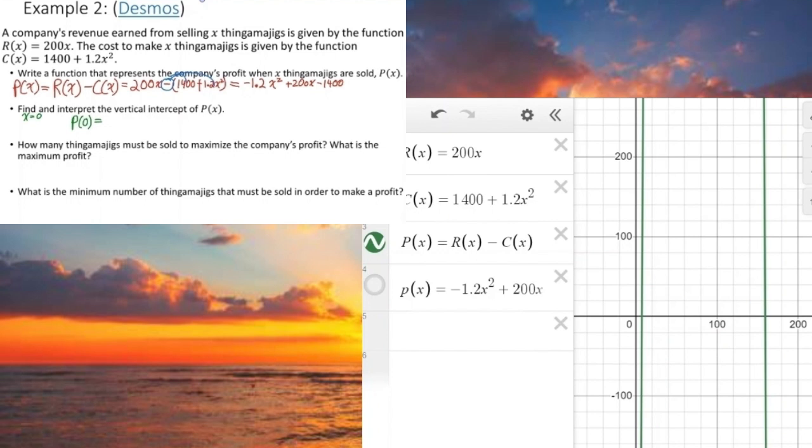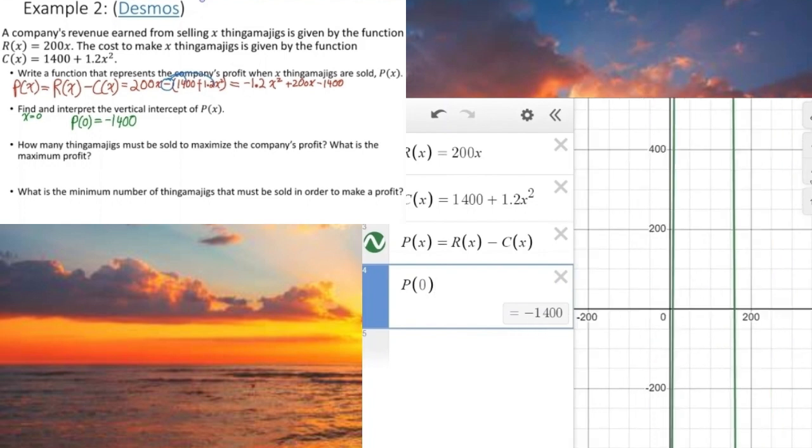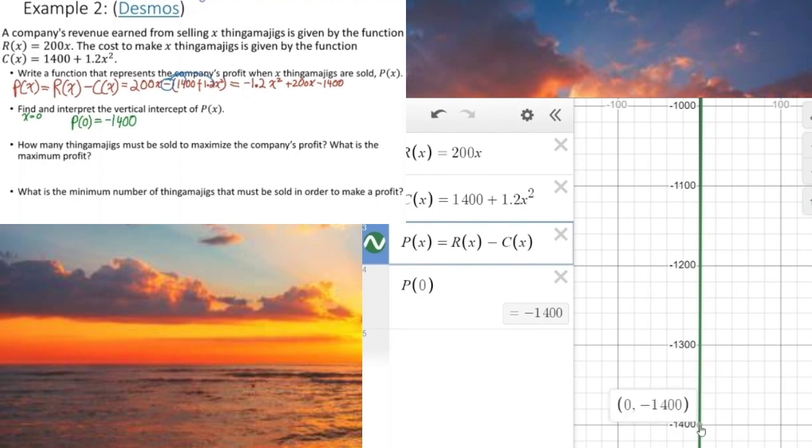Since we already have our profit function entered into Desmos, I'm going to delete the line where we have the equation that we found in the first part, and we're going to enter P of 0. And Desmos evaluates that for us. And we have P of 0 equals negative 1,400. This is much quicker than us having to zoom out and play with the graph. But if we want to check, we at least now have an idea of where it should be located. And we can see the intercept highlighted for us, the point 0, negative 1,400.